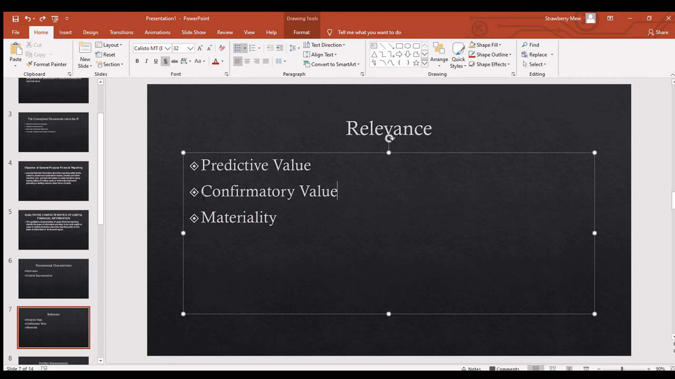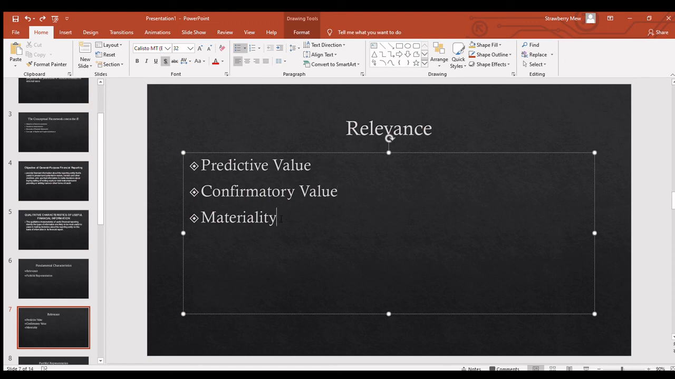While confirmatory value naman, an information has confirmatory value if it provides feedback about previous evaluations. Okay, so kapag an information can provide feedback or it can confirm previous predictions or forecasts, it is said to have confirmatory value. Okay? Ang predictive value is kapag ang information can be used to make predictions, ang confirmatory value is if the information can confirm these previous predictions. Okay?